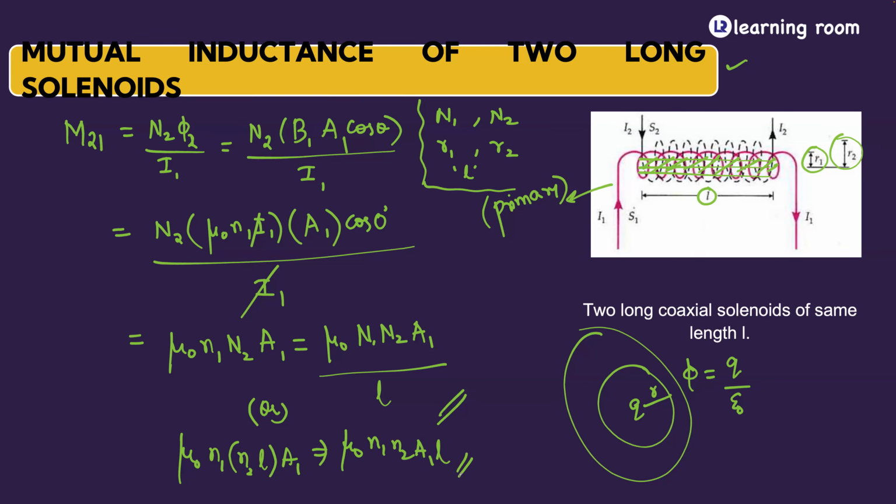This is another formula. So remember, whenever you have L in the denominator, the numerators will be capital N's. Whenever you have L in the numerator, there is no denominator for it. When the L value is in the numerator, the N values are small n's, that is, the number of turns per unit length. Am I clear with this?